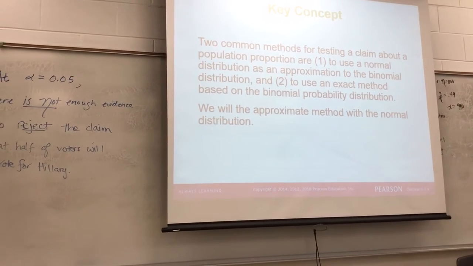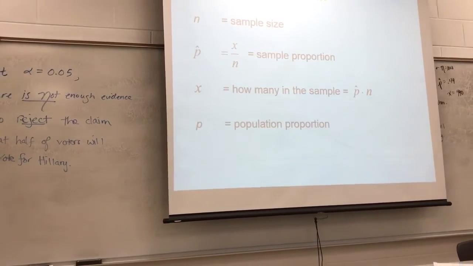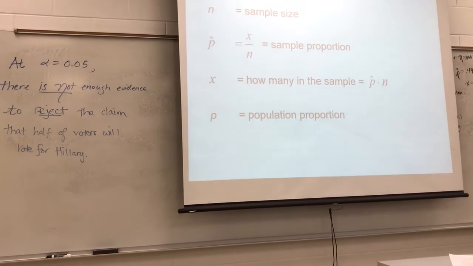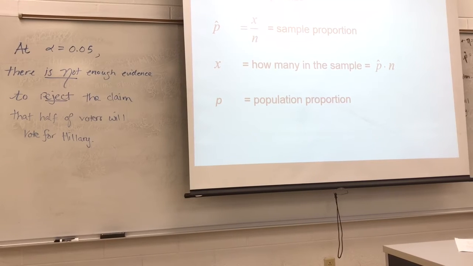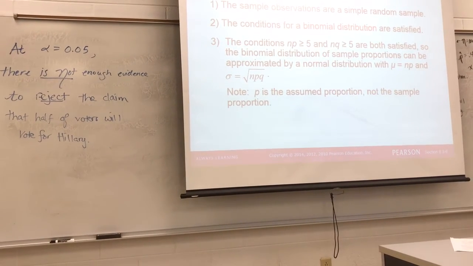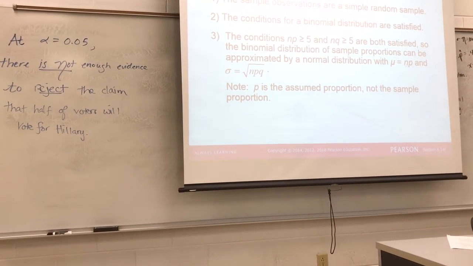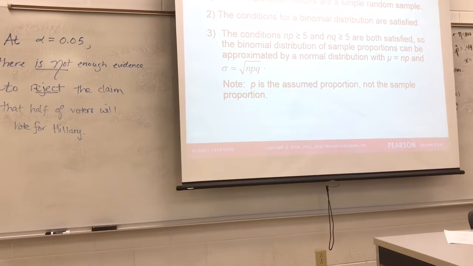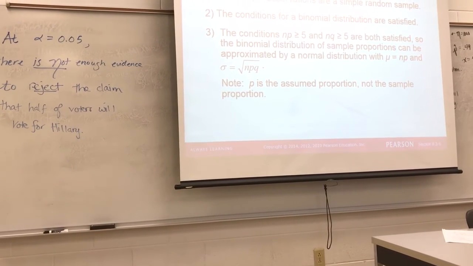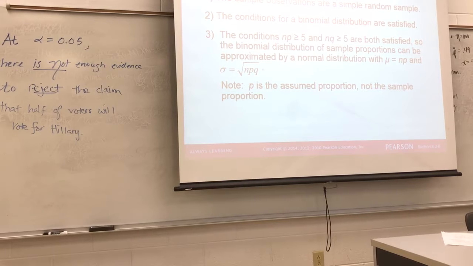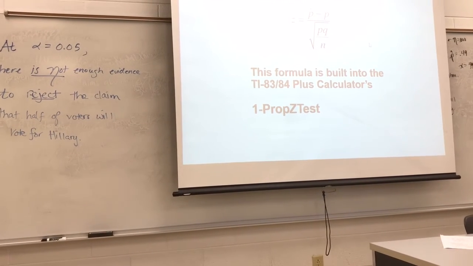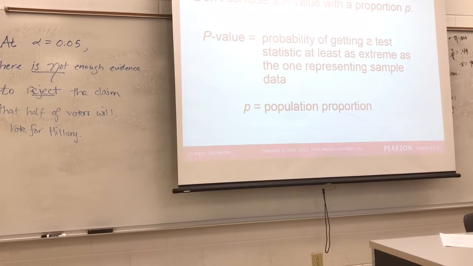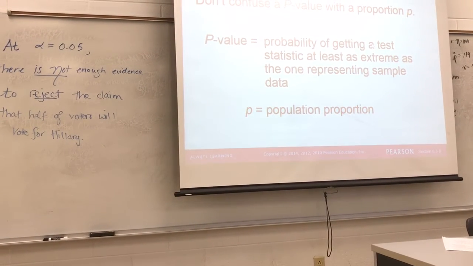we are using a normal distribution for proportions. These are the symbols that hopefully you're getting used to. There are certain criteria that have to be met, but you won't have to check them. They're going to be met. Turns out you need np and nq to be at least 5 for this to work. And then again, here's the formula that's built into your test. Use your p's.